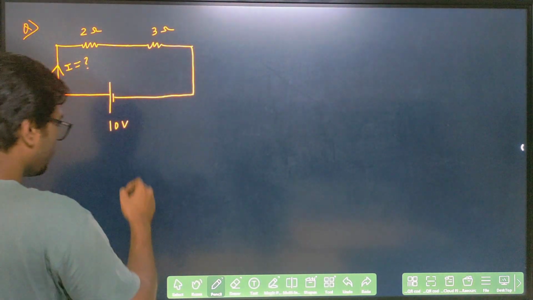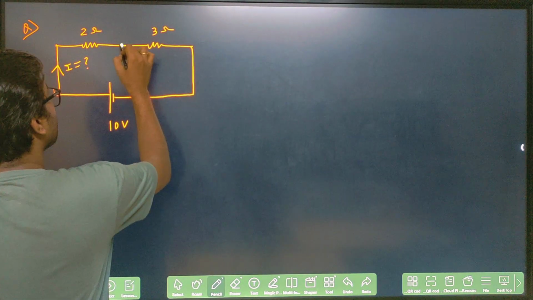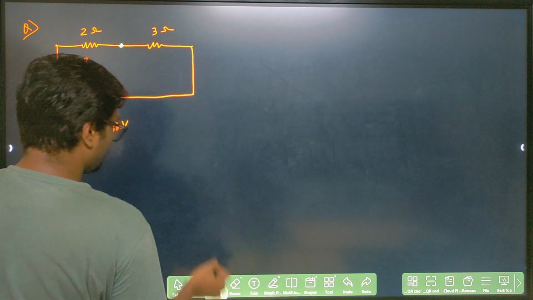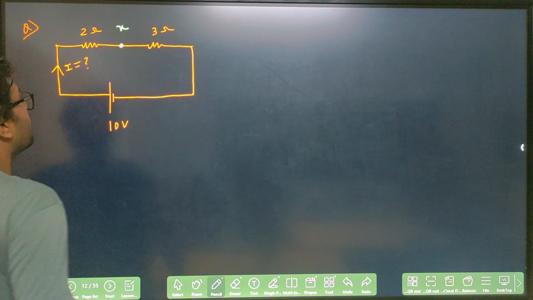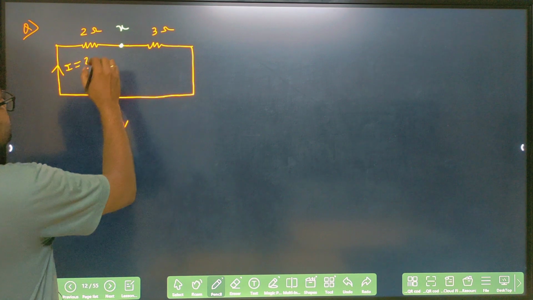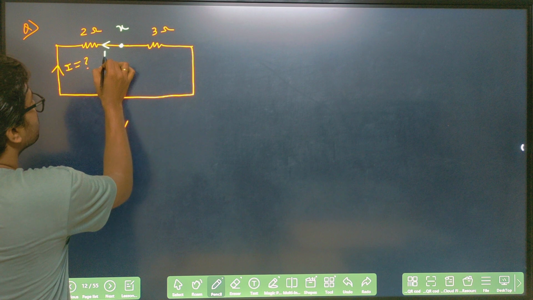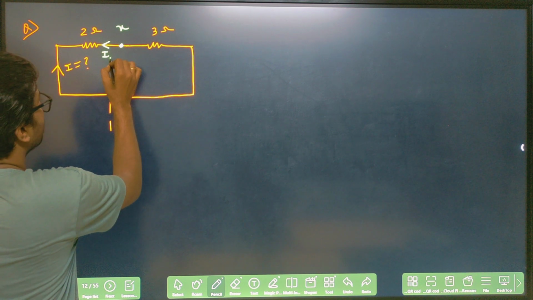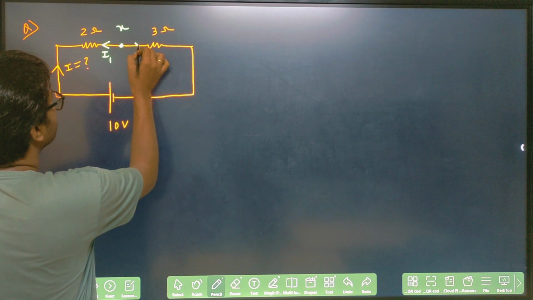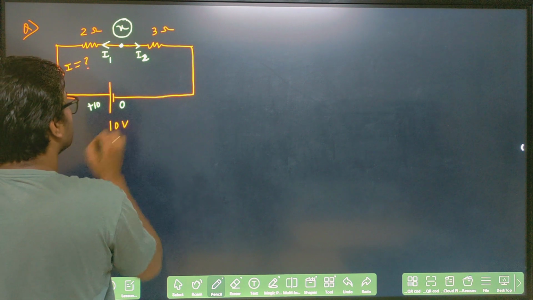So what I am doing here, I am choosing this point and saying that let's say the potential here is x volt. And this is the junction. Clear? And let's say the current is flowing along this direction, I1, and the current along this direction is I2. If this is 10 volt, this side you will tell plus 10 and this side will be 0.